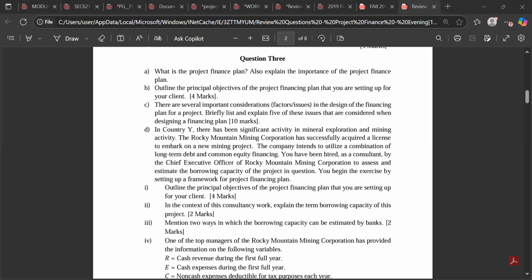Now let's look at part B. Part B states, outline the principal objectives of the project financing plan that you're setting up for a client. In setting up the project finance plan for a client, the key objectives are, first, you're trying to secure adequate funding. You need to ensure the project receives optimal capital from the mix of sources to fully implement and operate the project.